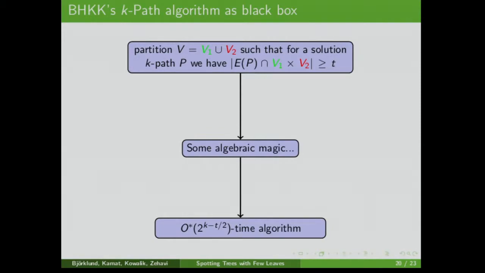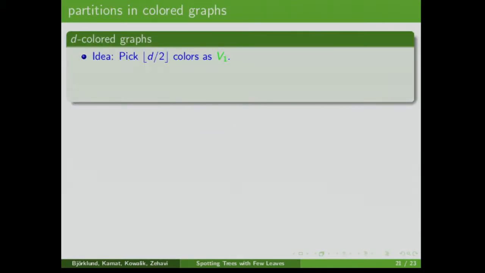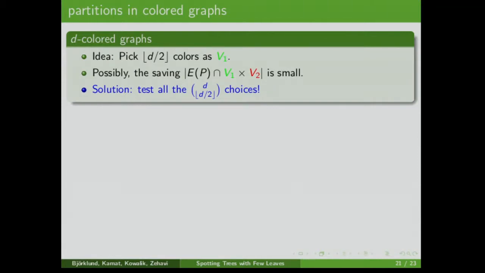But for the coloring part, we don't touch this, we just define the appropriate partition. And what do you do? When you have a colored graph, a natural idea is to pick half of the colors as your V1. Unfortunately, this can fail, because it can happen that you have only one solution path and it lives only in this half of the colors that you have chosen. And then you fail, you don't improve over 2 to the k even. But what you can do is test all the possible choices for the half of the colors, and by some not very hard averaging argument, you prove a bound and that's it.